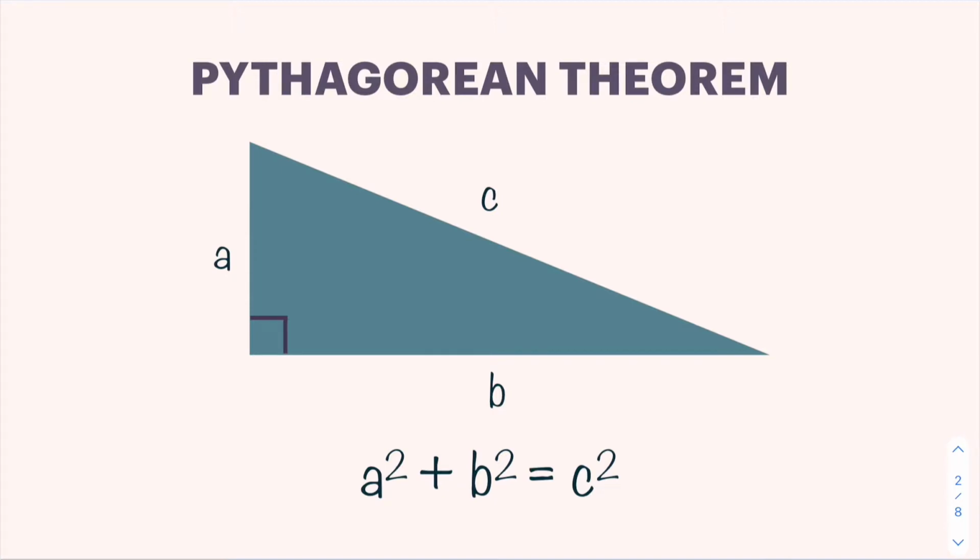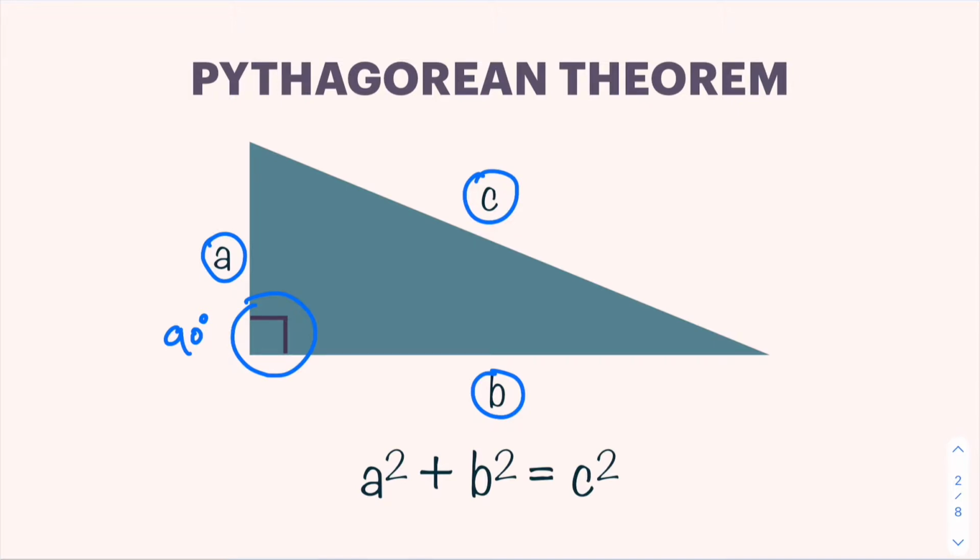Right triangle means that one of the three angles of a triangle is 90 degrees. Doesn't matter which of the three, but one of them has to be a 90-degree angle. When a triangle is a right triangle, the side lengths A, B, C hold a special relationship.